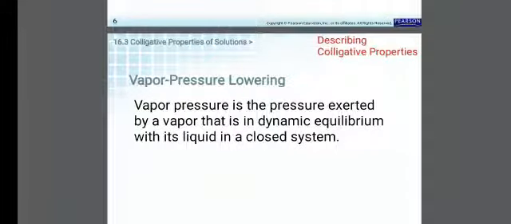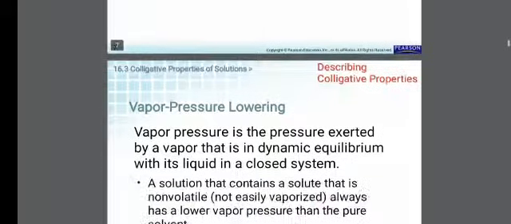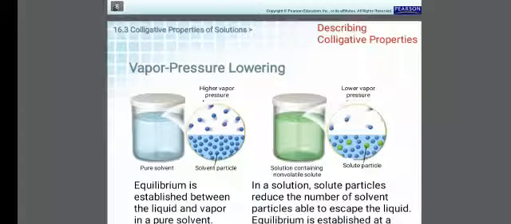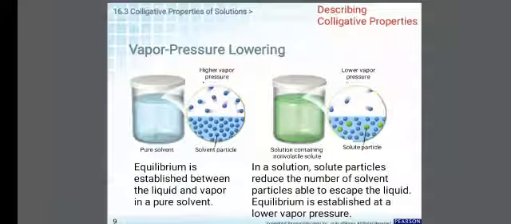Vapor pressure is the pressure exerted by vapor that is in dynamic equilibrium with its liquid in a closed system. A solution that contains a non-volatile solute always has a lower vapor pressure than the pure solvent. Non-volatile means the substance cannot easily vaporize. This is an example showing the vapor pressure lowering.